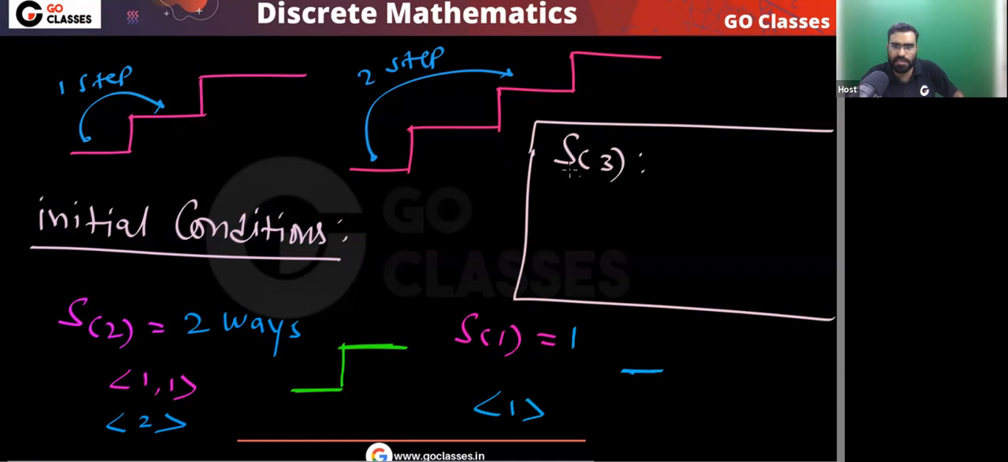Either you can see, just decide. Either you can take 1, 1, 1. Or what you can do? First you can take one step, then you can take two steps. Or first you can take two steps, then you can take one step. So very simple, right?